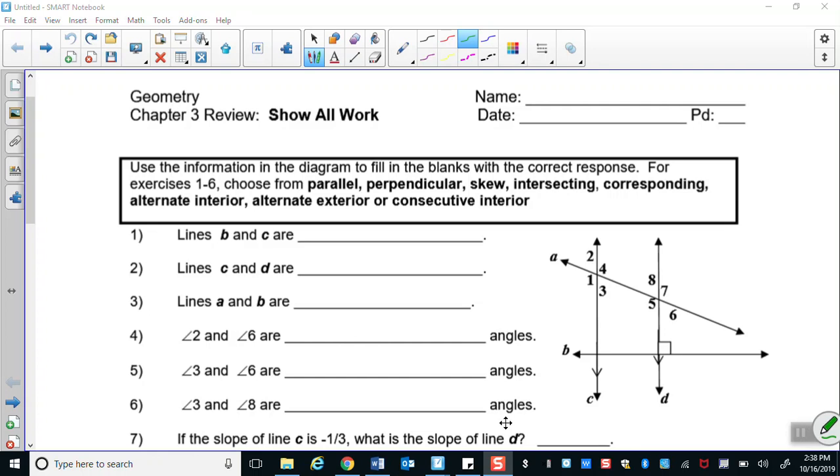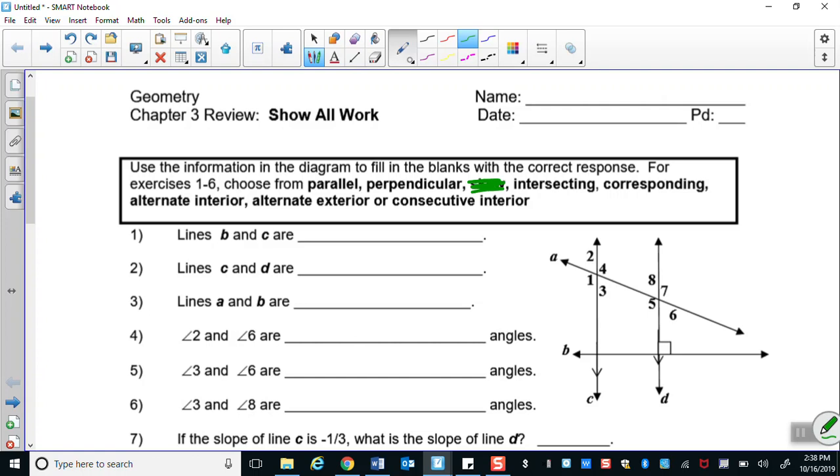So you know what parallel means? Perpendicular. Skew, remember, means lines that are not on the same plane. So you can't draw skew lines on a piece of paper. There's not going to be anything on this review packet that's skew because there's no way to draw a line that's not on the paper. Then we just have intersecting lines, which means they just cross but aren't specifically perpendicular. And then we have all those angle relationships that we learned about.